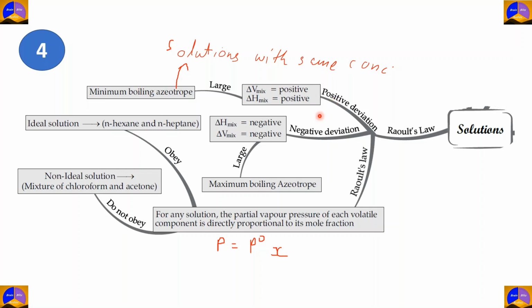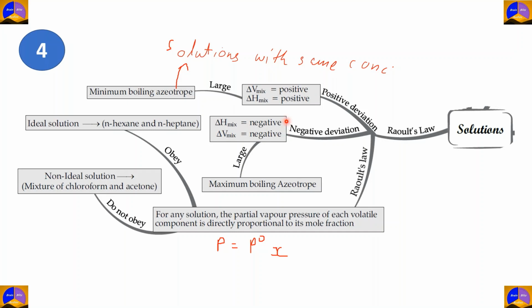Now let's move on to negative deviation. In negative deviation from Raoult's Law, a solution would have its mixing enthalpy and its volume of mixing as negative. What it means is that the change in volume would be negative and the change in enthalpy will also be negative.